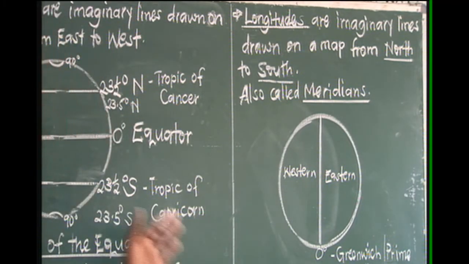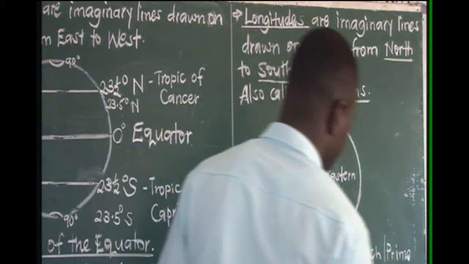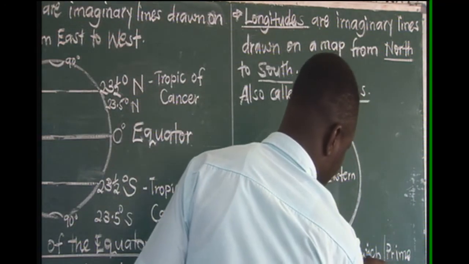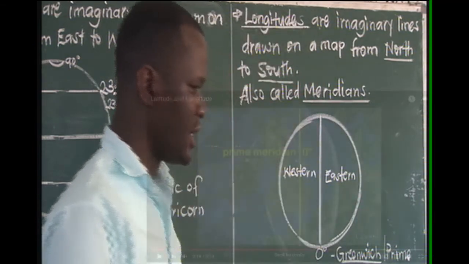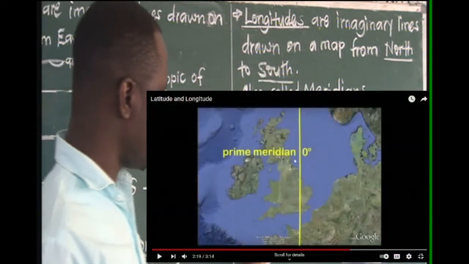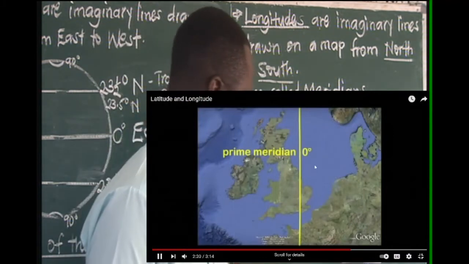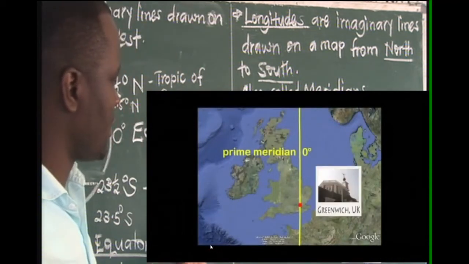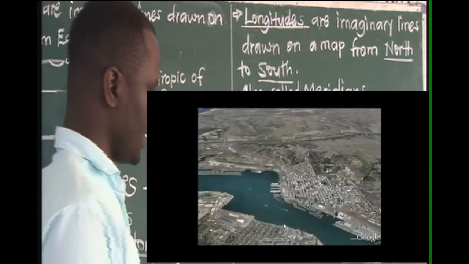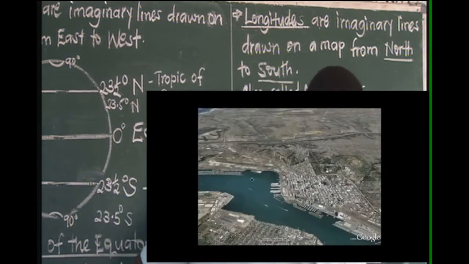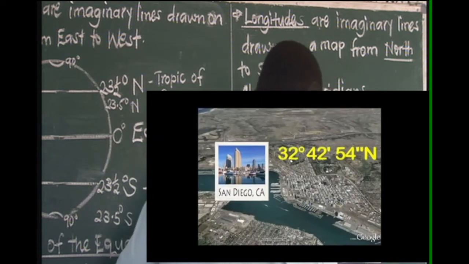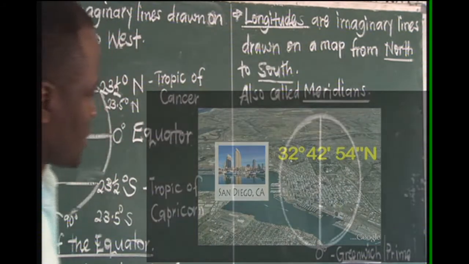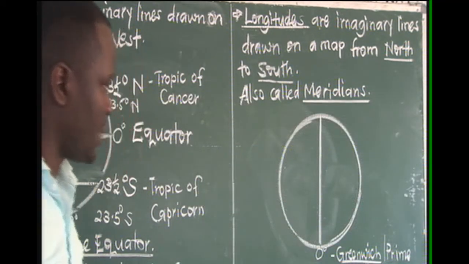This one now is for the major longitude marked 0 degrees that we call the Greenwich meridian or the prime meridian. One thing we also need to notice is that this line is given the name Greenwich because it passes a town which is called Greenwich. That is in London. We are removing this so that we shall be able to see our line properly.